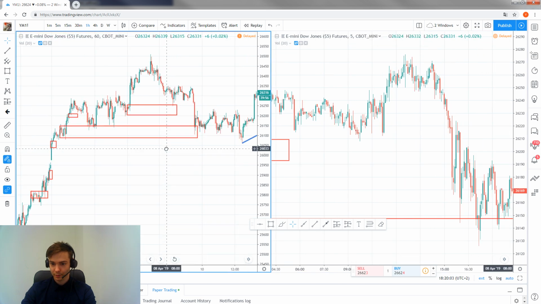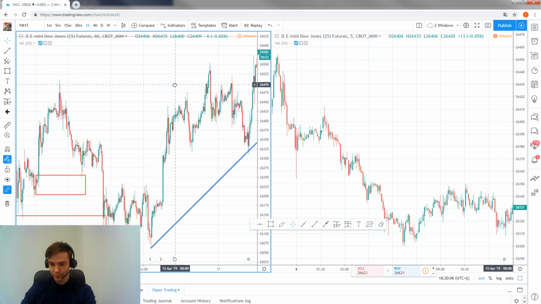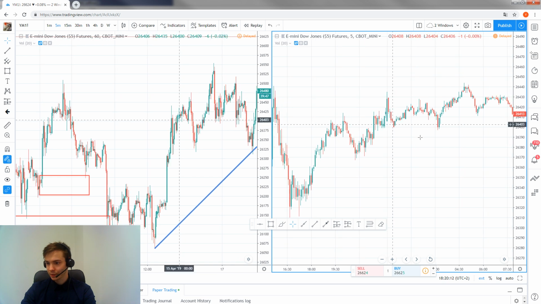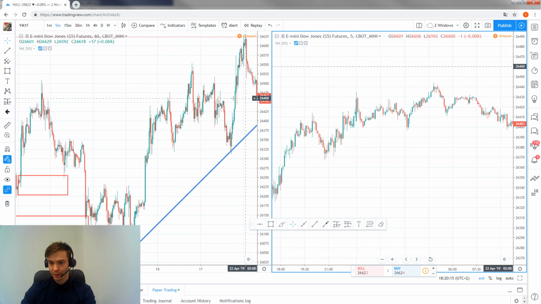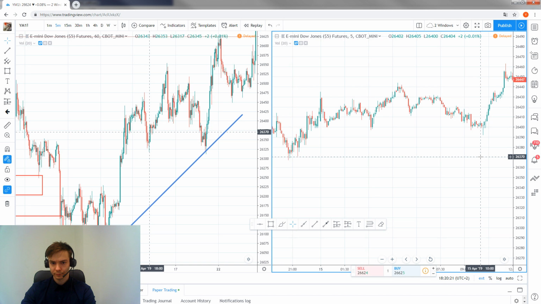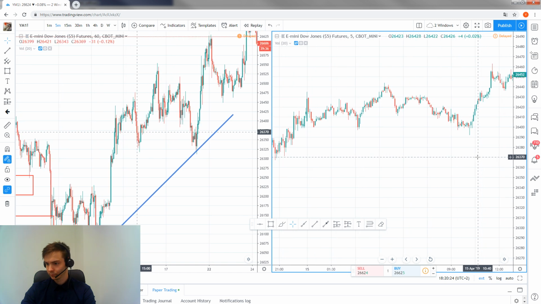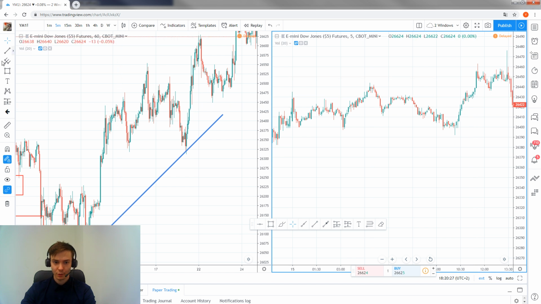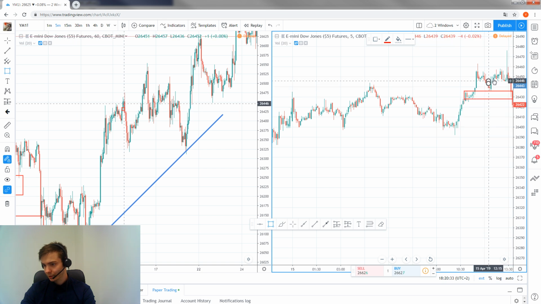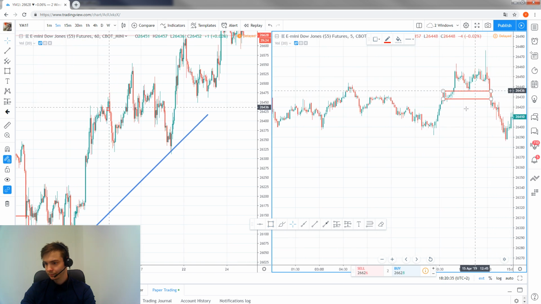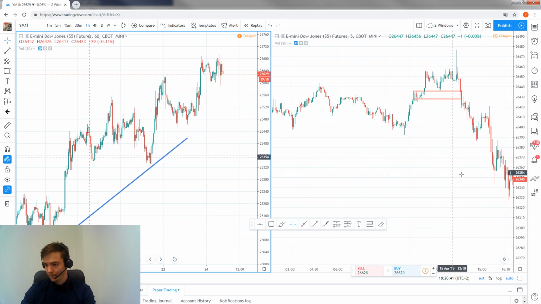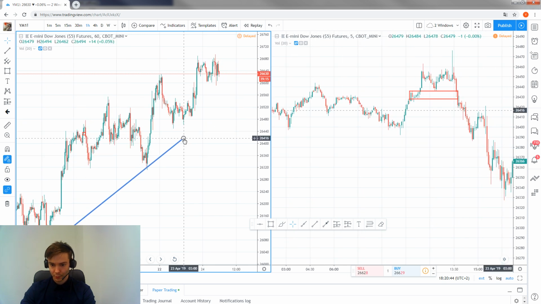Okay, we have bounced from the structure and we would like to see an impulsive movement. Okay, testing the flip, place of liquidity. Here we can see also a nice impulsive movement and a reaction on that. Okay, let's go with that.